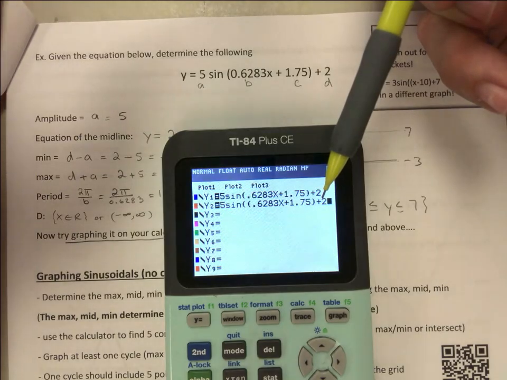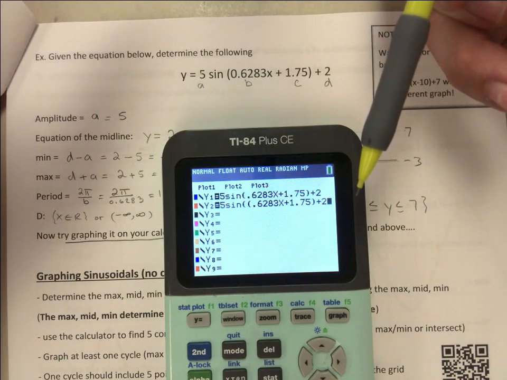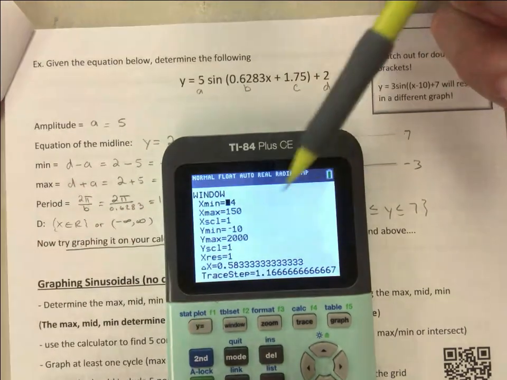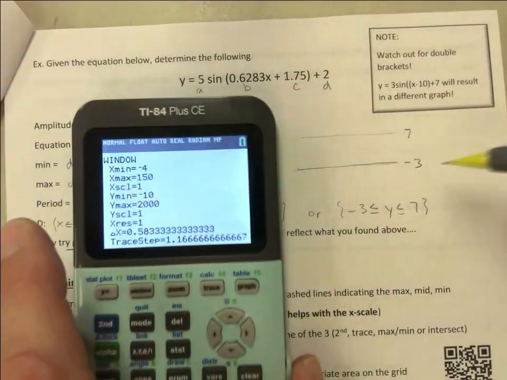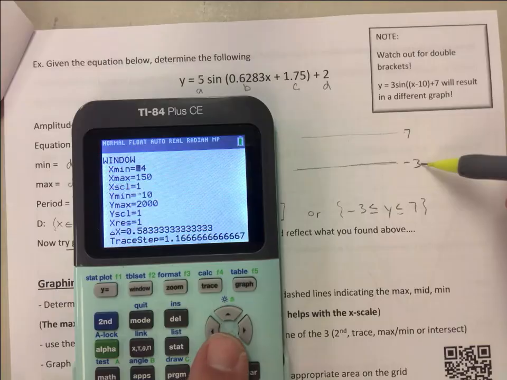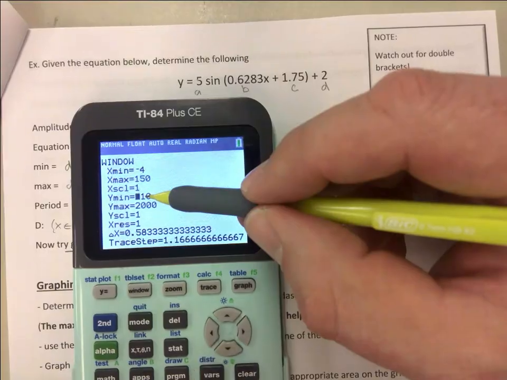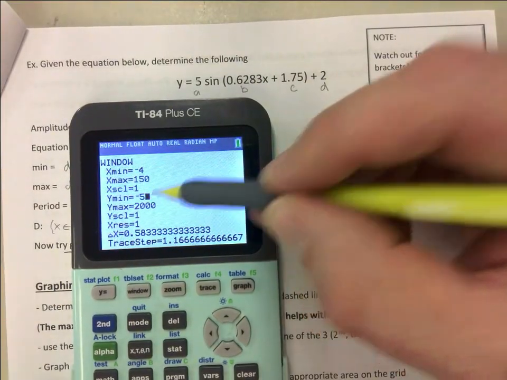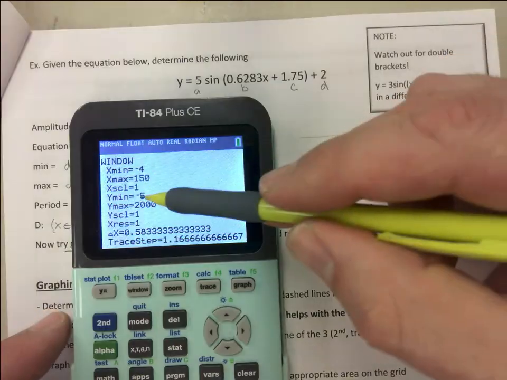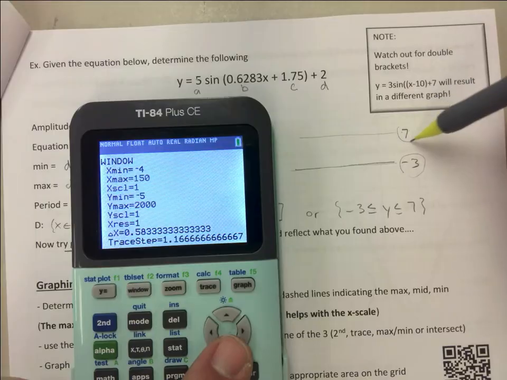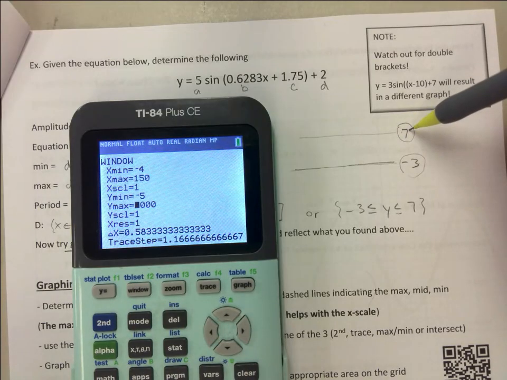Before I graph it, do we know our window parameters? Can we adjust our window already to make sure we see it? I think so. Let's go to window. Yeah, we know the min and max. We know the y min is negative, that's -3, right? So what should you put in here? I'll go -5, okay? The lowest y value is -5. What about the highest? 7, right? I'm going to go 10.